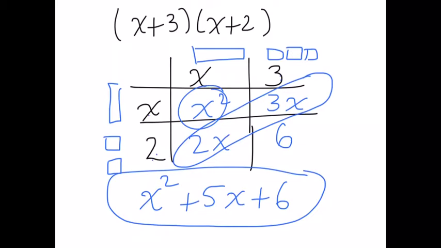I call this method tic-tac-toe. Those of you who know me in class know I'm a big fan of using this method over other methods. People call it foiling or rainbow rule. Those all work fine. This method works really great when you get bigger questions, and we're going to do a bigger one in a little bit.